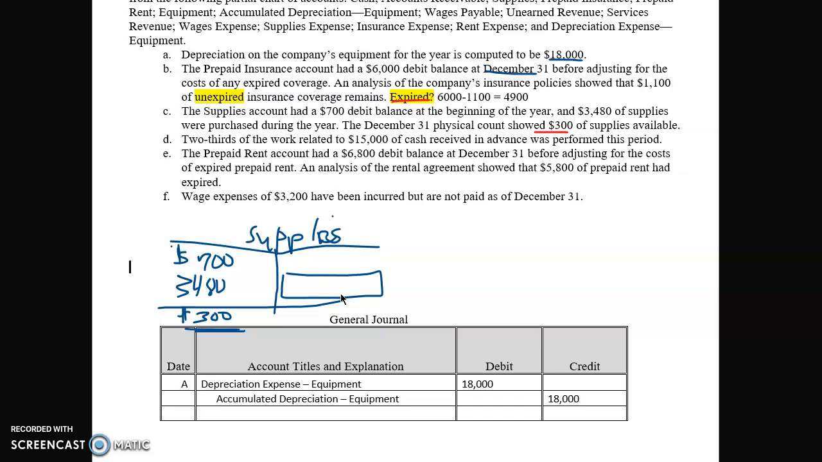So what you do is you add 700 and 3480. So you add those two together. I'm doing it on my calculator. You get 4180. All right, and whatever we subtract, we want it to equal 300. So all you got to do is subtract 300, and you'll get 3880.